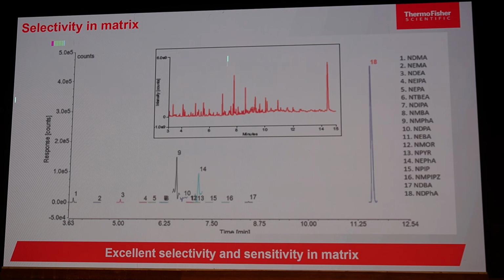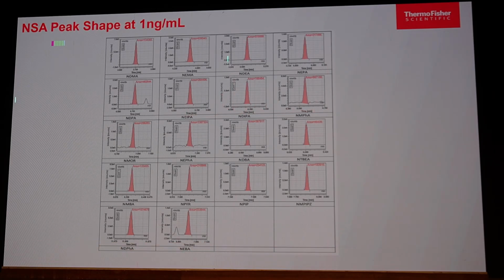This is a sample which we have extracted the same way. The upper one is the TIC, the total ion chromatogram, which you can see is very complex, but when you extract, you get the extracted ion chromatogram, where you can see almost all impurities are not detected. This peak shape is shown at 1 nanogram per ml absolute concentration, where you can see all the peaks are well detected, and the peak shape is also really good.